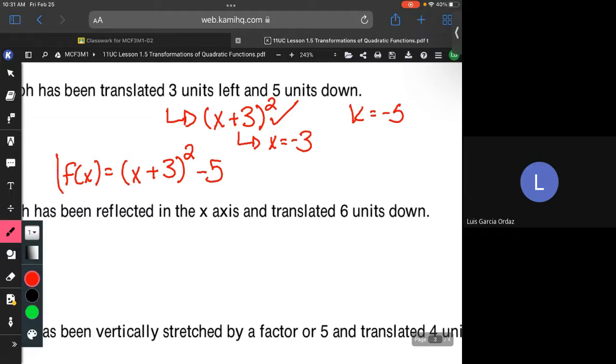The bracket will always be squared because we're dealing with parabolas. So you said no a. And if there was no a given to us, we make it 1. Yep, it would be 1. A will never be 0.